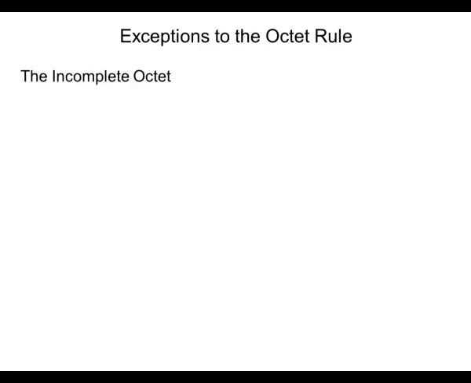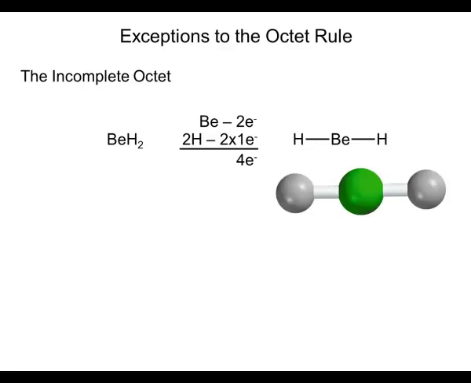There are exceptions to the octet rule. The first is the incomplete octet. Beryllium hydride is an example. Beryllium has 2 electrons. The 2 hydrogens have 1 electron each for a total of 4. If we connect the hydrogens to the beryllium, we use up all of the electrons, leading to this type of molecule, a linear one.